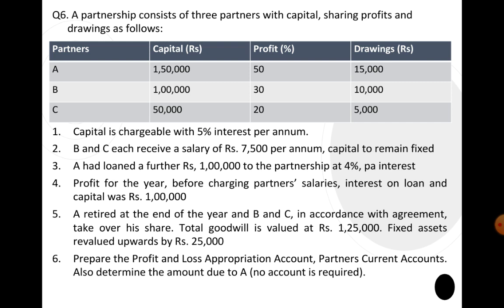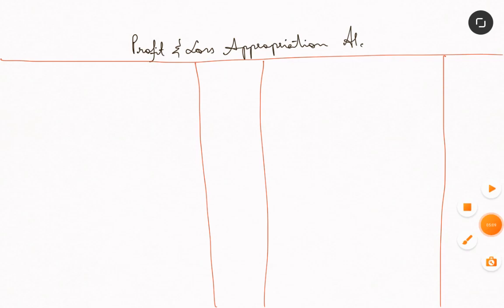So they've told us to prepare the profit and loss appropriation and the partner's current account, and also to determine the amount due to A. So we have already analyzed the question and we know which will fall where. We know what will fall under the profit and loss appropriation and what will fall under your partner's current accounts. So let's start with the preparation of these accounts. Open the profit and loss appropriation account for the year ended so and so. So you have prepared the T-shape account, particulars, rupees, debit, credit, and so on. Prepare the entire account.